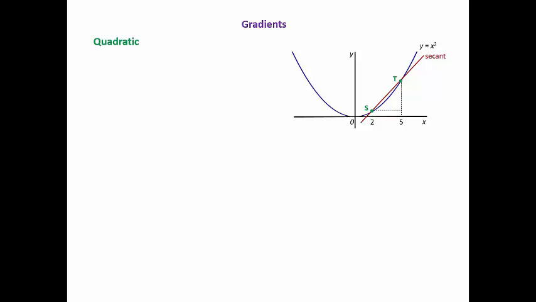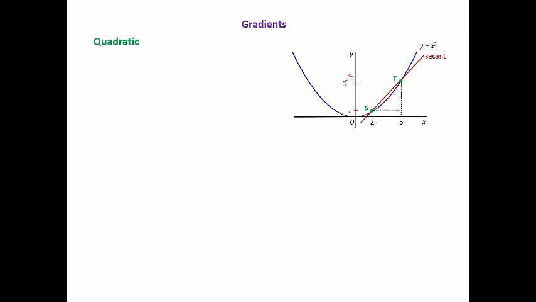The gradient of the line ST is going to be the height of this triangle divided by the base. That's a definition of what a gradient is. We can take it as a definition. And the height is simply the difference of the y-coordinates, and the base is simply the difference of the x-coordinates. So if x is 5, then y is going to be just 5 squared.